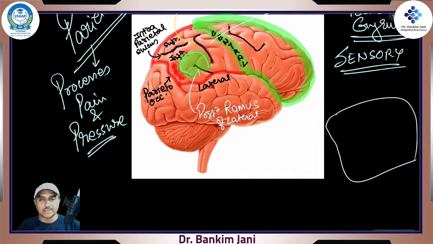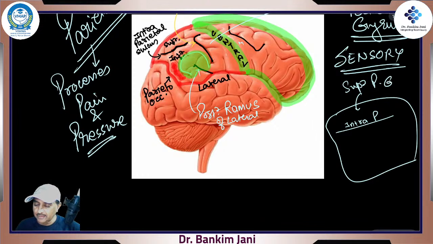So let's say this is parietal. In parietal, there is one intraparietal sulcus. So this is intraparietal. Above is the superior parietal gyrus, or it is also called the lobule, and inferior is the inferior parietal lobule.